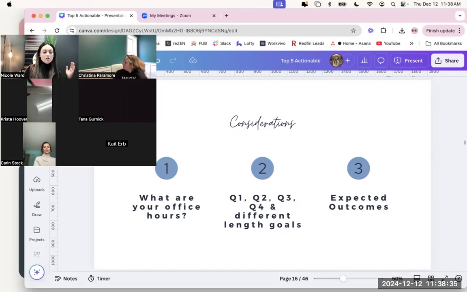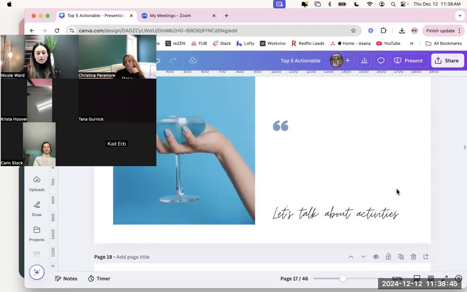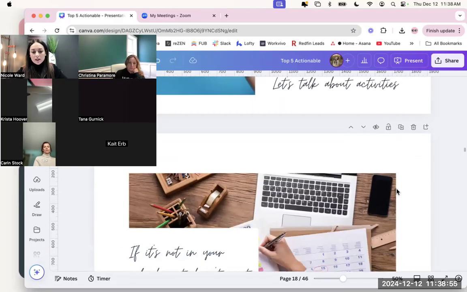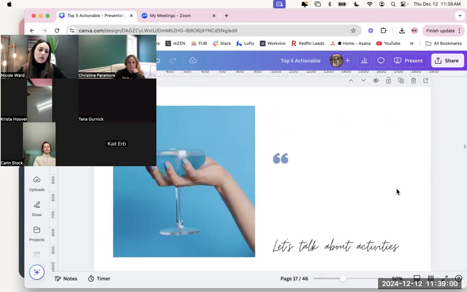I want to sell 25 houses this year in cap. Okay, so how do we break that down and what activities do you need to do every day? And that ties into your expected outcomes. So let's talk about activities. Time management and activities go hand in hand. So when we talk about blocking out your calendar and doing a scorecard for yourself, we are talking about what activities you can do every single day to grow your business.